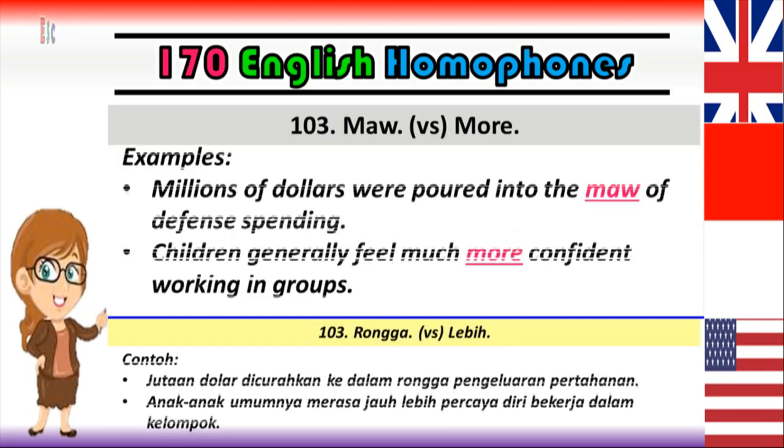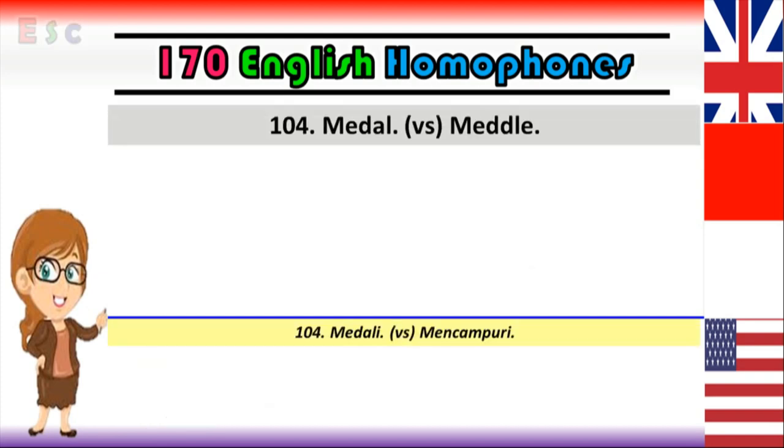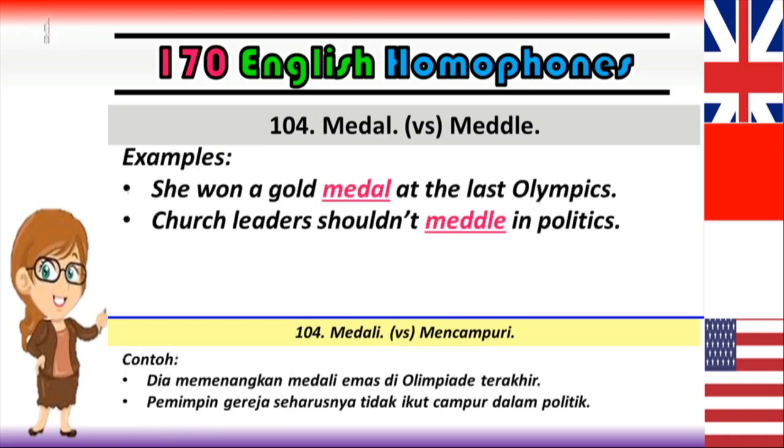103. Mores versus more. Examples: millions of dollars were poured into the mores of defense spending. Children generally feel much more confident working in groups. 104. Medal versus meddle. Examples: she won a gold medal at the last Olympics. Church leaders shouldn't meddle in politics.